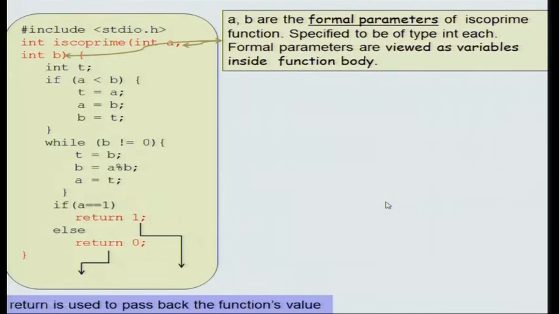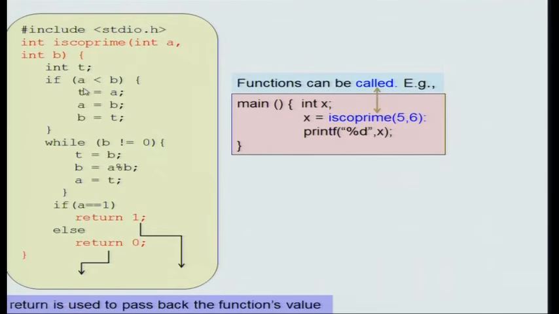So let's look at the function in somewhat greater detail. a and b are what are called the formal parameters of the function. They are viewed as variables. Now the formal parameters are visible only within the function. So we say that their scope is inside the function. This is what is known as the definition of the function.